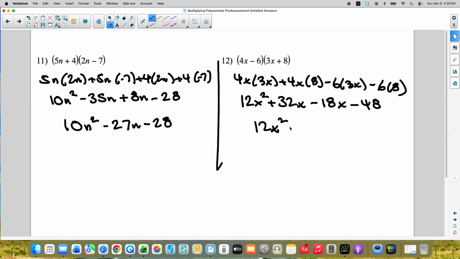What's that going to give us? 14? 14, yep. That's going to be plus 14x because we have more positives than negatives. And there's our answer.